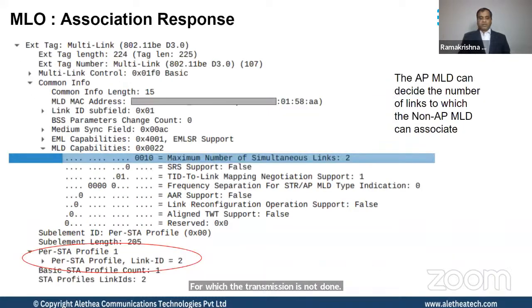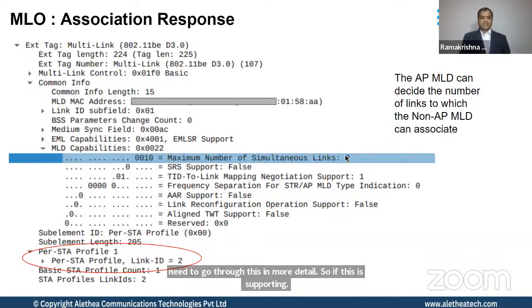Now, the next one is the association response. I don't think we need to go through this in more detail. So this is supporting two links, and so it's actually associating in only two links.